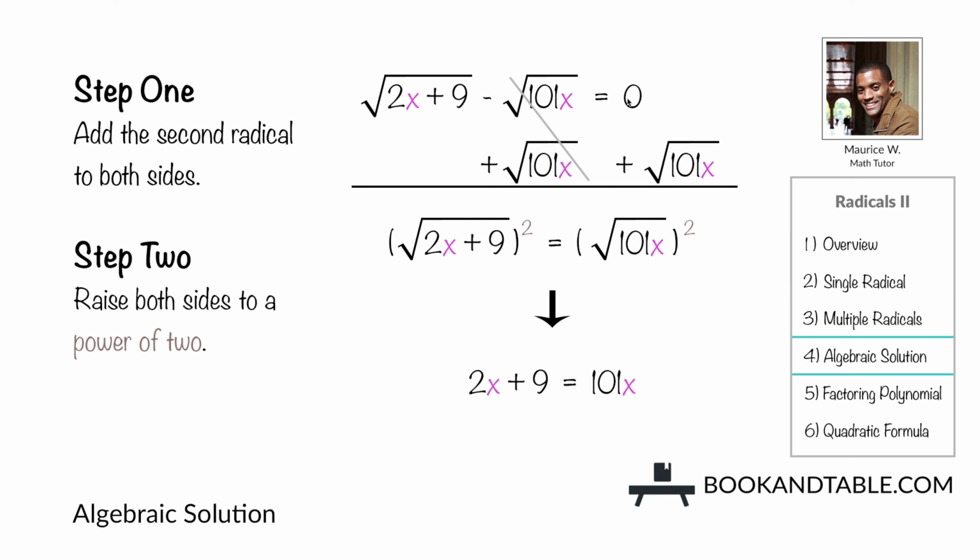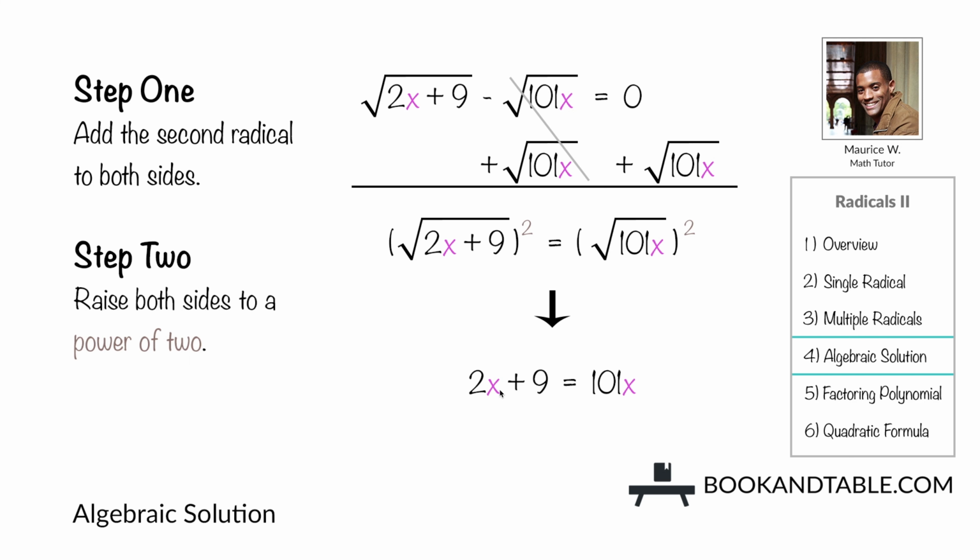If we had another number such as 1 plus this, then we'd have to use the FOIL method to expand this. But I just want to show you an example so that you could see that you can be given 2 radical signs and you may be able to get rid of both of them at the same time. So that would leave you with 2x plus 9 is equal to 101x.